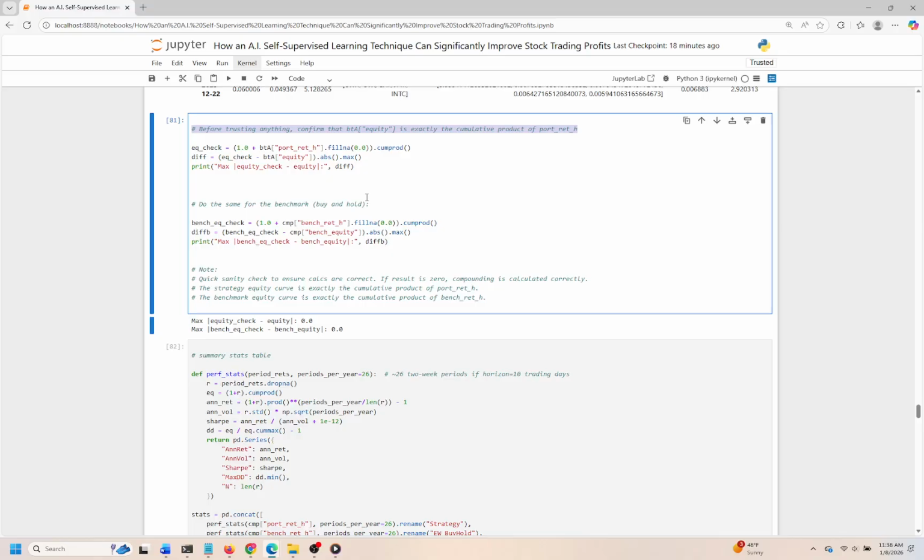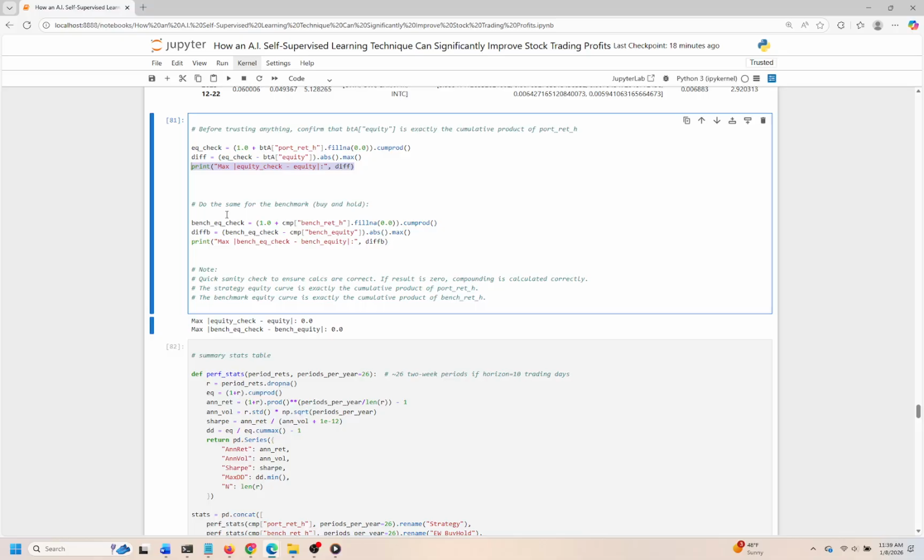To delve into the logic, we start by calculating the cumulative product of the portfolio returns. We fill any missing values in the return data with zeros, ensuring that they don't distort our results. By taking 1 plus these filled return values and computing the cumulative product, we derive what the equity should look like if our calculations are accurate. We then compare this derived equity to the equity data already present in our dataset to assess any discrepancies.